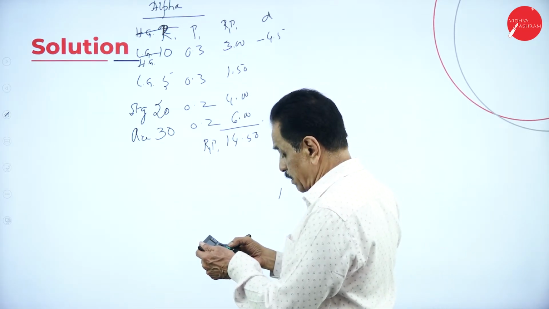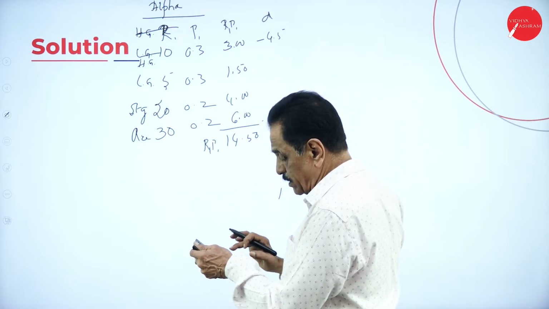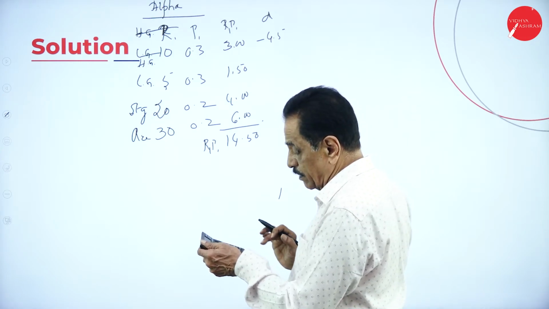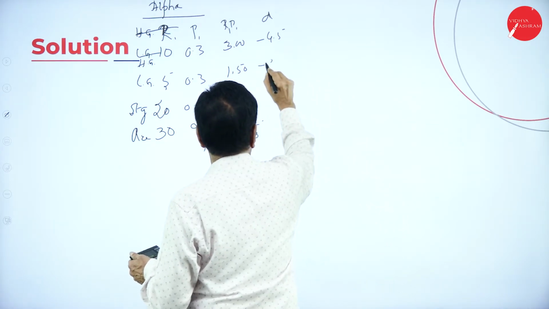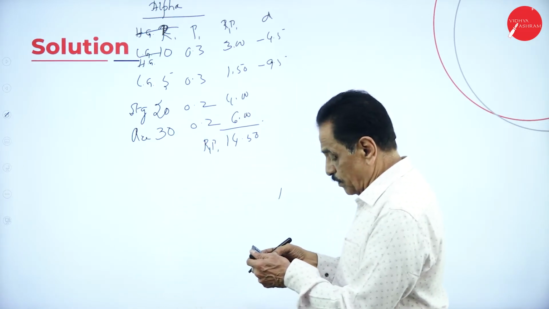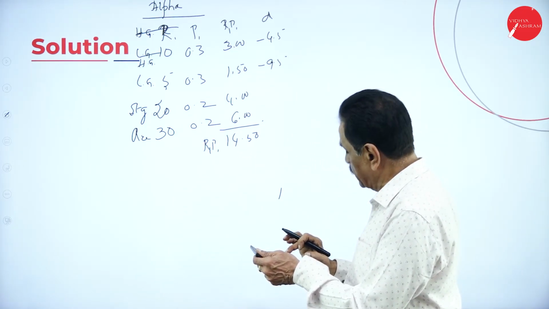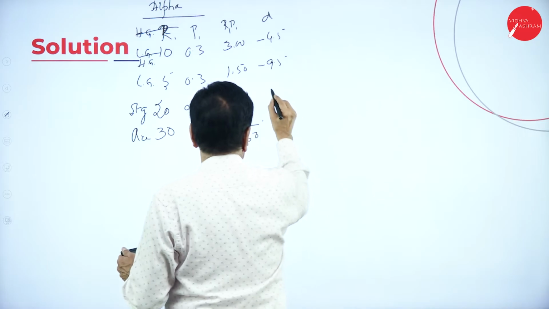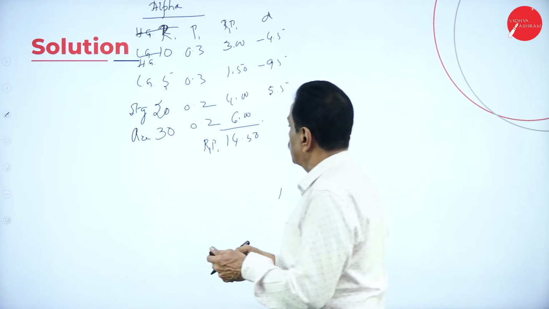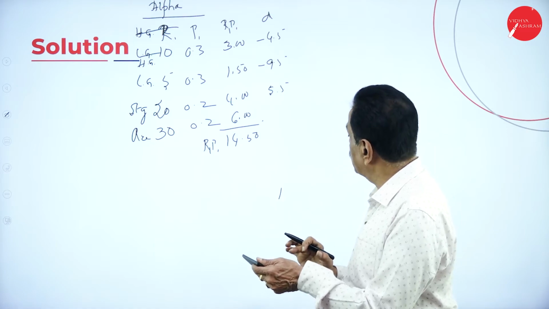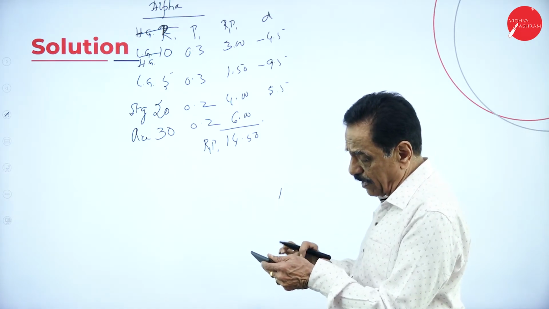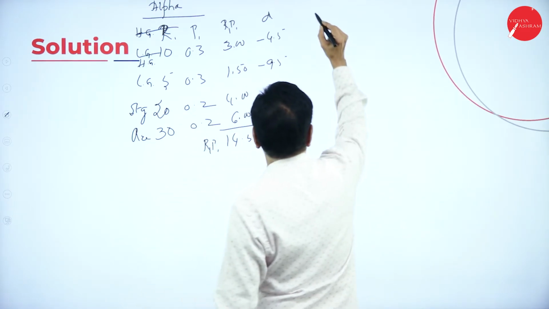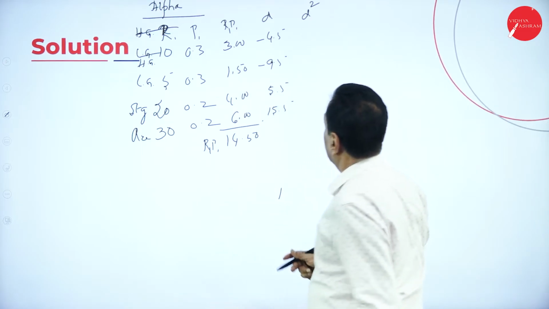then 5 minus 14.5 is minus 9.5, 20 minus 14.5 is 5.5, 30 minus 14.5 is 15.5. Square of this, d square.